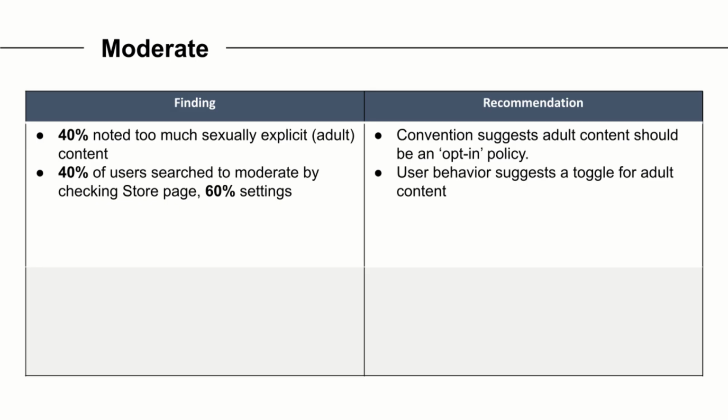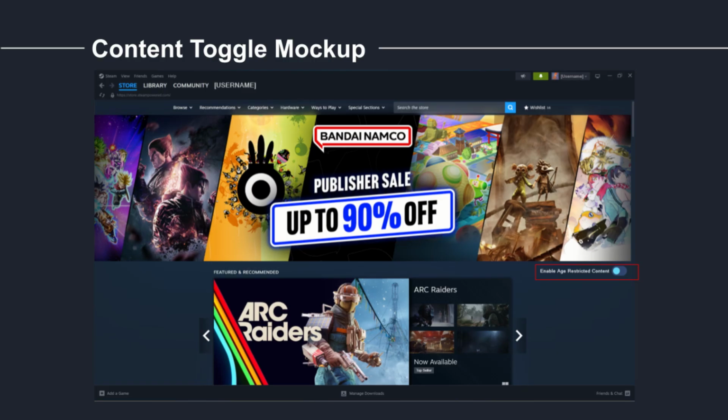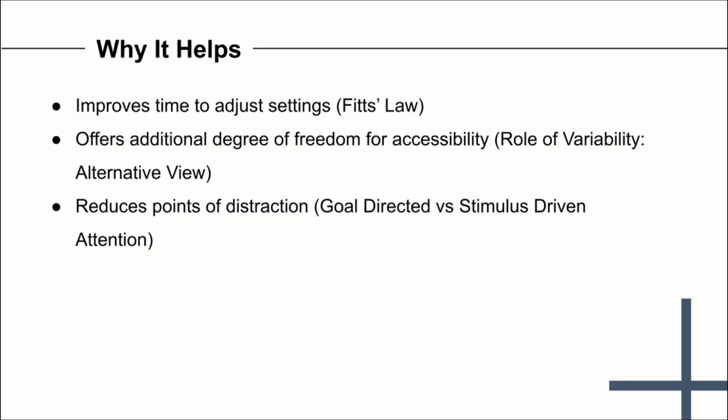The next concern is that some users felt that they were exposed to too much sexually explicit content on the store page. Now, while this may be an issue more so related to users' individually tailored algorithms, it's still an area to give them full control over. Convention suggests that users should have to opt into, not out of, mature content. So an easy solution to this is to provide a mature content toggle at the top of the store page. It's fast, accessible, and can even have the addition of sending the user directly to the mature content settings, where they can customize them to whatever their needs are.